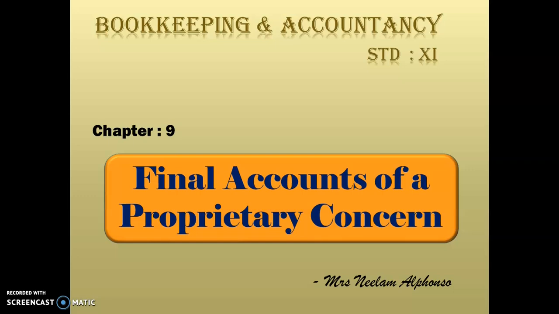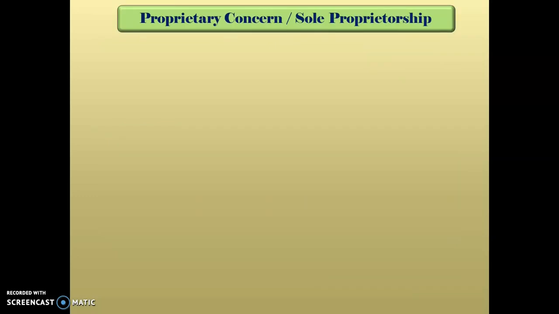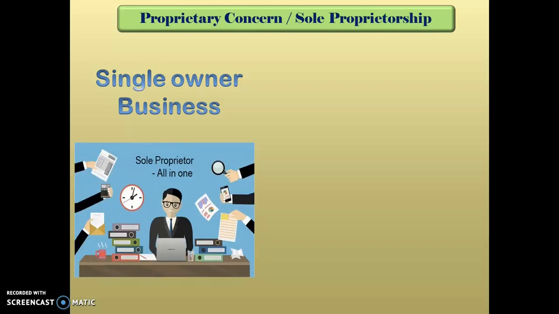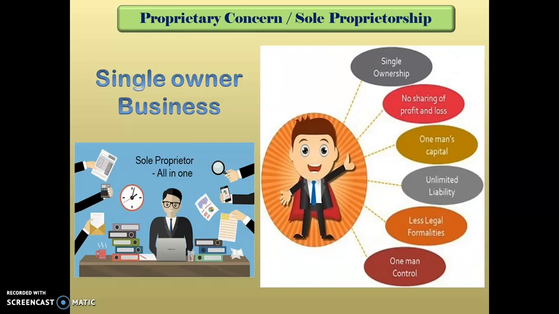So let's first understand what is proprietary concern. Proprietary concern or sole proprietorship is business run by a single person who himself controls all the business activities. Now he is the one who invests his own money into the business, enjoys all the profits and bears all the losses. Thus, he alone is the owner, manager and decision maker of his business.